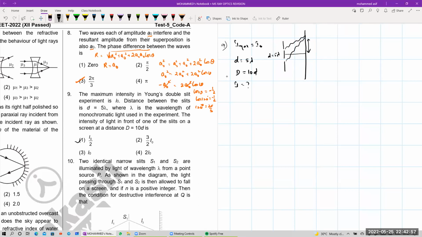Distance maximum intensity in experiment, the wavelength of monochromatic light used in the experiment, the intensity of the light in front of one of the slit. Okay, one of the slit मतलब ऐसा होना चाहिए, one of the slit मतलब exactly इसके opposite पे, isn't it? यानी यहाँ से यहाँ तक इसकी वैल्यू कितनी हो जाएगी बेटा स्लिट की? यहाँ से यहाँ तक इसकी वैल्यू बन जाएगी d/2, half of that one, isn't it?